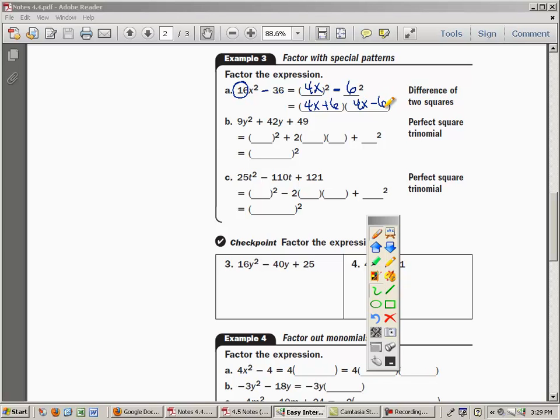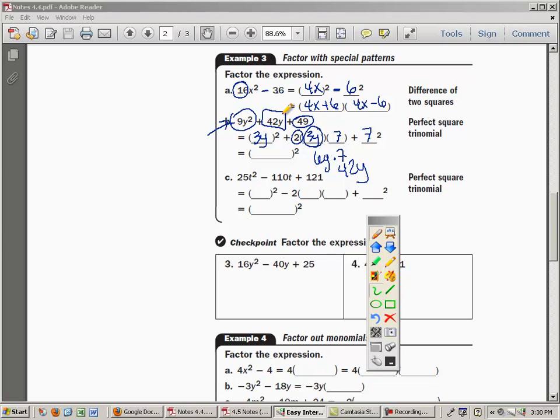Okay? All right, in the next example for letter B, I recognize that 9y squared is a perfect square. What did I square to get 9y squared? Well, I squared 3y. In the last part, to get 49, I had to square 7. So is that middle term the product of twice a, which is 3y, times b, which is 7? Well, let's check that. What is 2 times 3y? Well, that's 6y. And then times 7 is 42y.